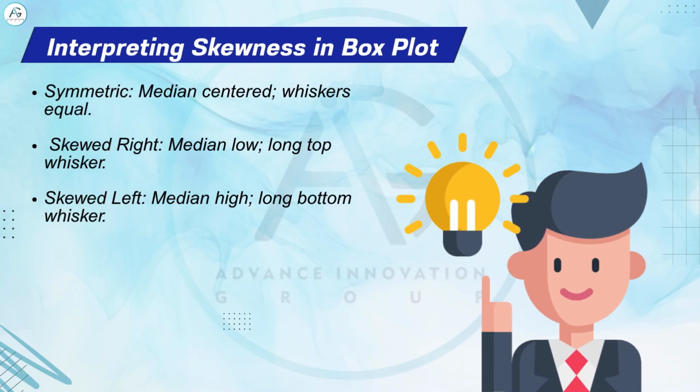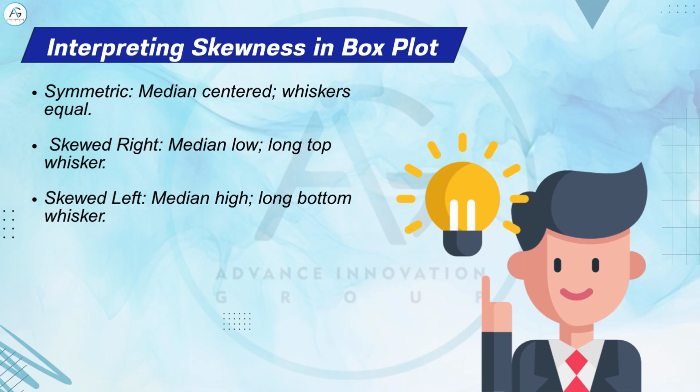Now let's look at how to interpret skewness in a box plot. This tells us about the shape of the data distribution. First, if the data is symmetric, you'll see the median line roughly centered within the box, and the whiskers are about the same length on both sides. This suggests that the data is evenly distributed around the median. No significant skew. If the data is skewed to the right, also called positively skewed, the median will appear closer to the bottom of the box, and the upper whisker will be longer. This means there are more smaller values and a few larger ones pulling the tail to the right.